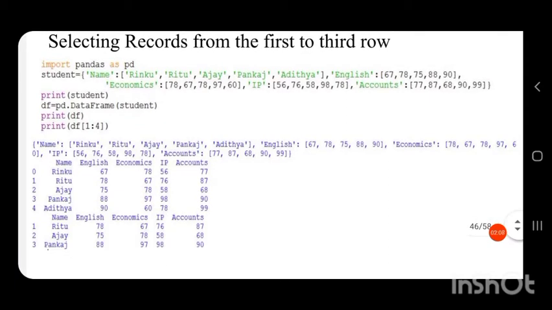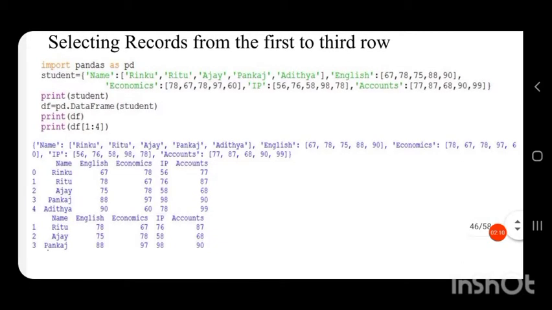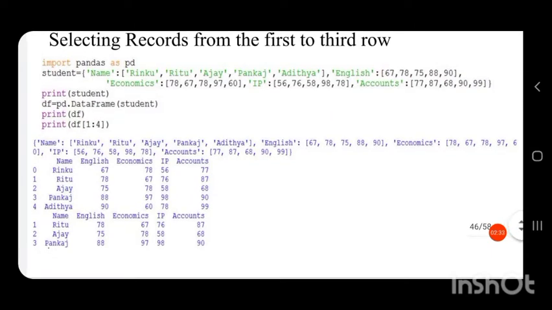Then the next key is IP, then colon, and all the values in that column are represented as a list, comma, accounts, colon, its values. Since it is a dictionary, it is closed with a curly brace. So this dictionary contains different series or different lists. Then we are converting this dictionary to a data frame. First we are just printing this dictionary.